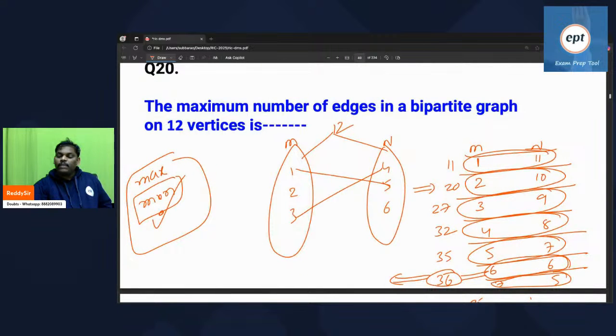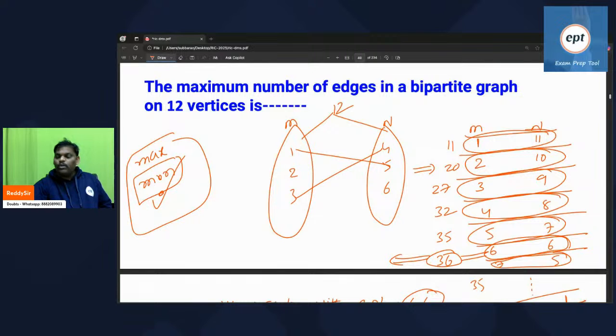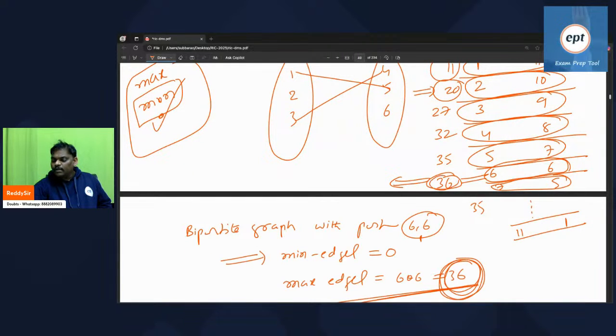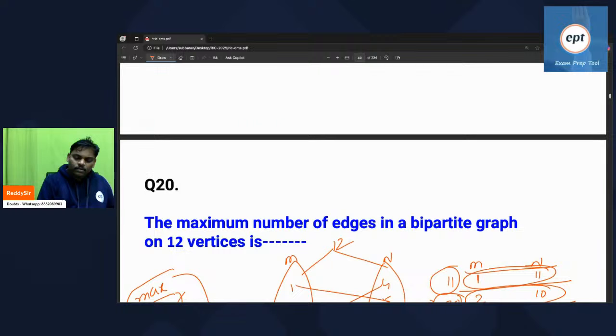The maximum number of edges in a bipartite graph with 12 vertices is? Remember, bipartite means you have to do a partition. How do you partition? If you divide 1 on one side and 11 on the other, you get a maximum of 11 edges only. With 2 on one side and 10 on the other, you get 20 edges only. If you divide equally, you get 36 edges. So the answer is 36.